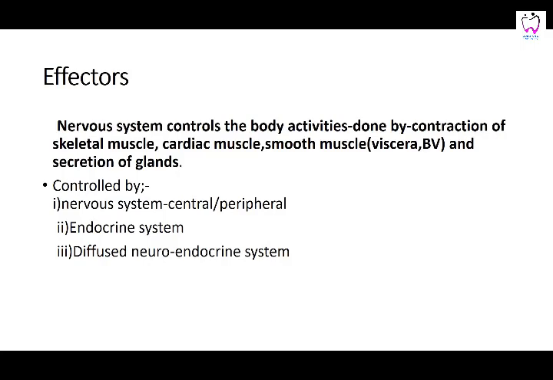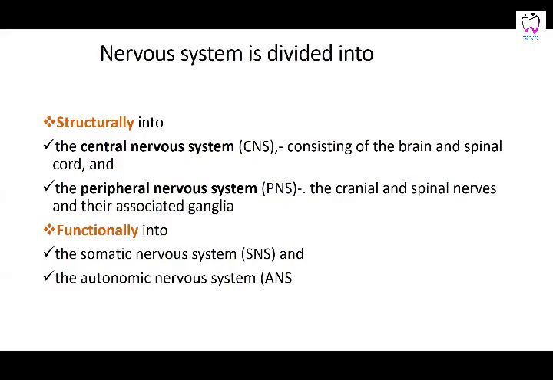These are going to act, and then the effector function is going to be there. This is all controlled by your nervous system, whether central or peripheral. It is also affected by the endocrine system, and there is a diffuse neuroendocrine system. So all these effectors are further controlled by your nervous system. We had receptors and effectors: the receptor receives the information and the effectors do the action.